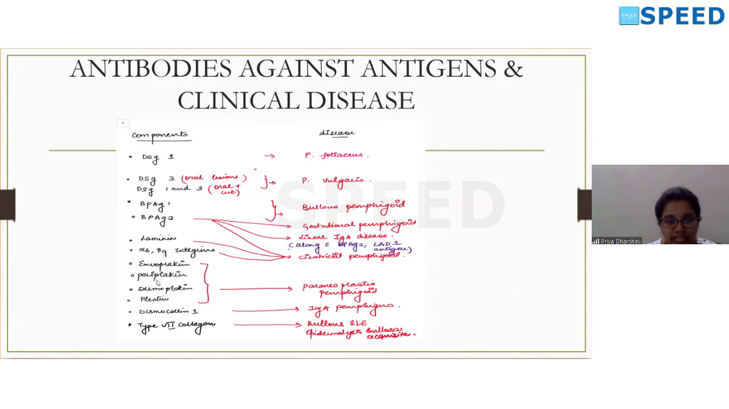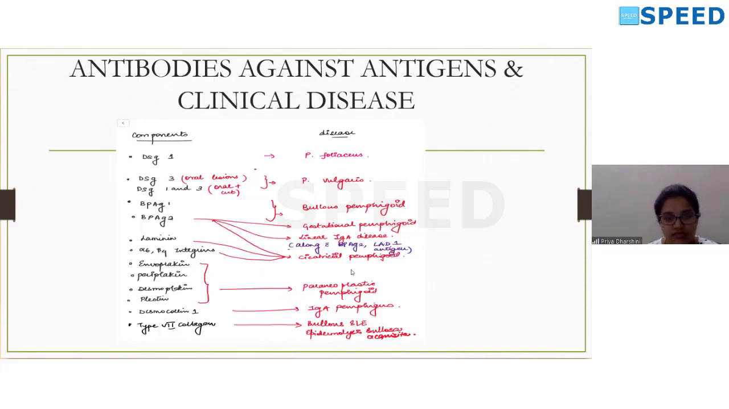Here you can see involucrin, periplakin, desmoplakin, plectin, desmocollin. All these 5 proteins are the other components which are present in the desmosomal junction. So envoplakin, periplakin, desmoplakin and plectin will be involved in paraneoplastic pemphigus. So antibodies to all these proteins will be present.